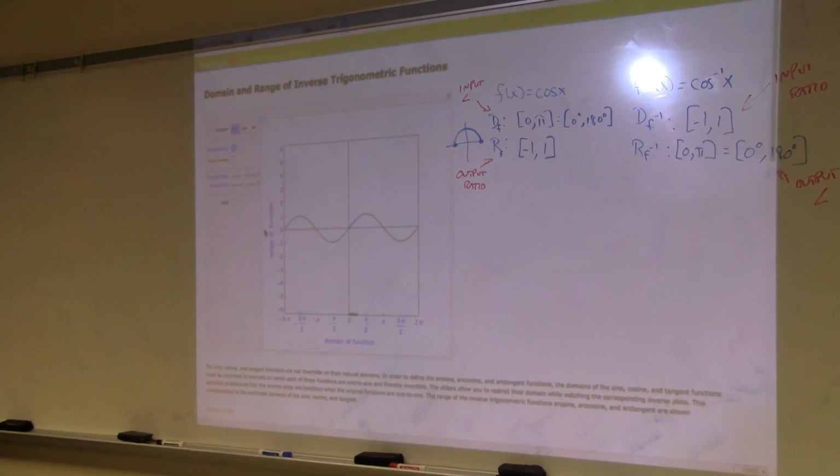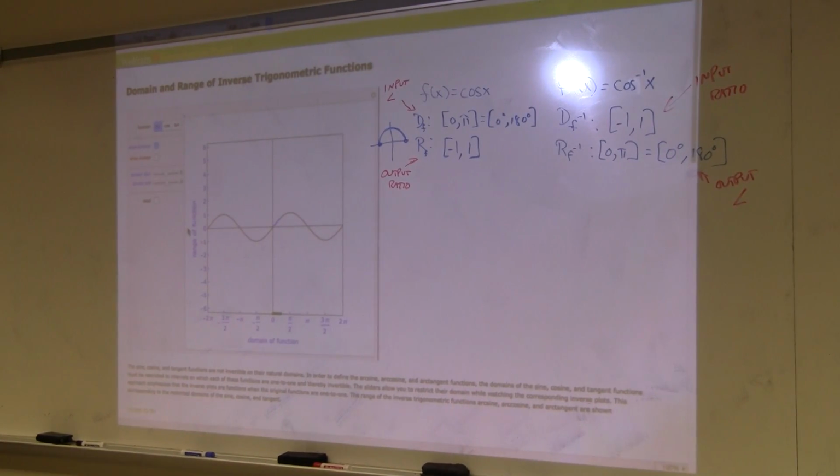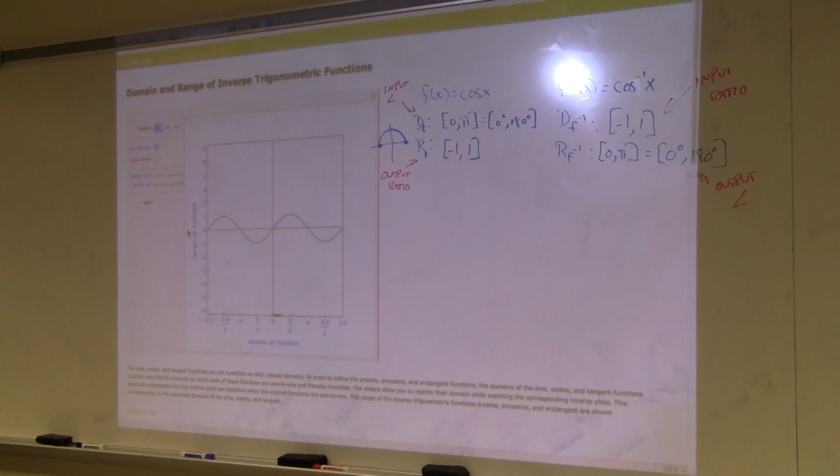So let's look at the sine function. Now that we've talked about cosine, talk about it with somebody. How would you restrict the sine curve? Obviously not 1 to 1, right? How would you restrict the sine curve so that it's 1 to 1, so that its inverse will be a function?